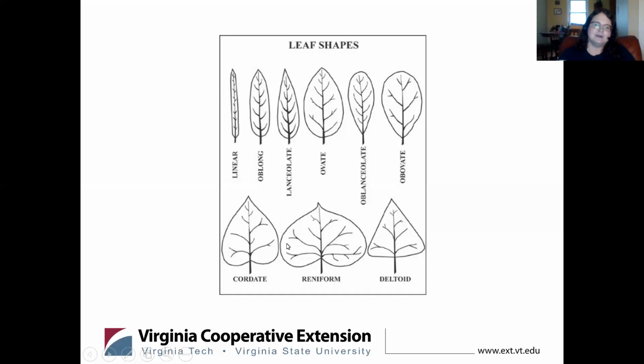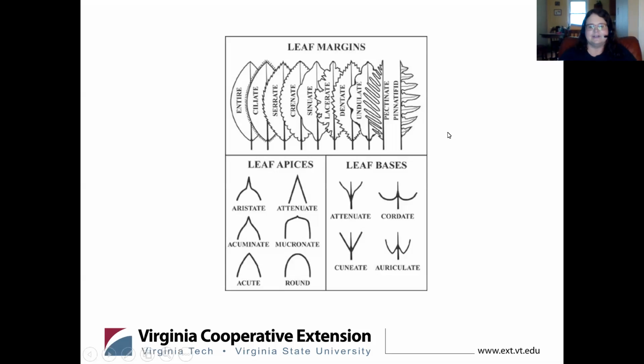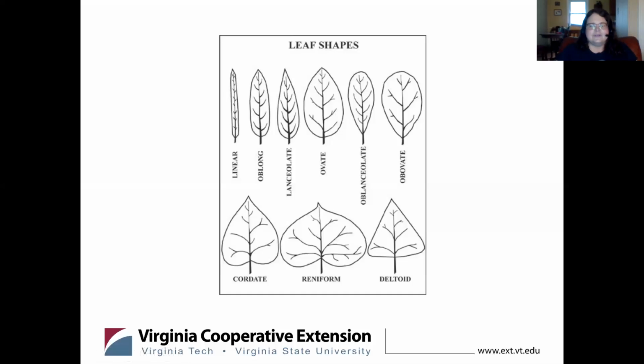So I won't use these terms too much in this presentation today, but you'll see it if you're looking at a plant identification map, or if you buy some books online, or if you get the Virginia Native Tree book. They actually also have a shrub book too. The Virginia Department of Forestry does. So you'll see these terms used if you're trying to identify a tree on your own. So this is just for your information.